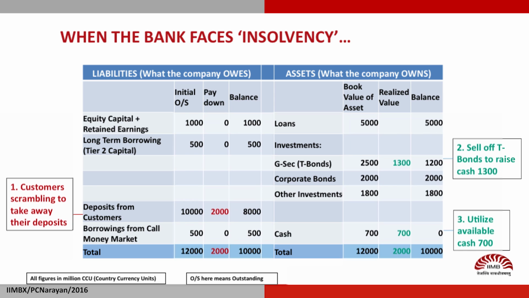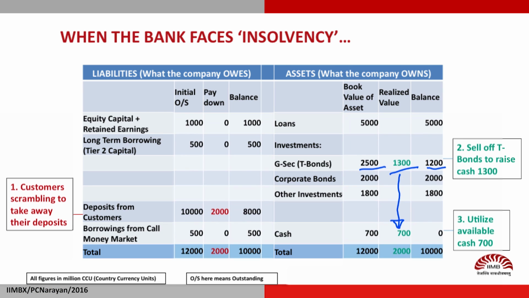First of all, the bank would go and sell off the treasury bonds that it has invested in to the extent of 1,300. So the bond portfolio, which was 2,500, now becomes 1,200, and the 1,300 is raised as cash. The bank already has cash of 700, so now it has liquid cash of 2,000 currency units, which is what it would use to pay off the depositors' demand of 2,000 currency units.